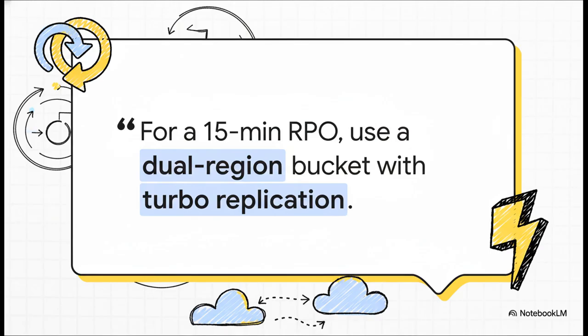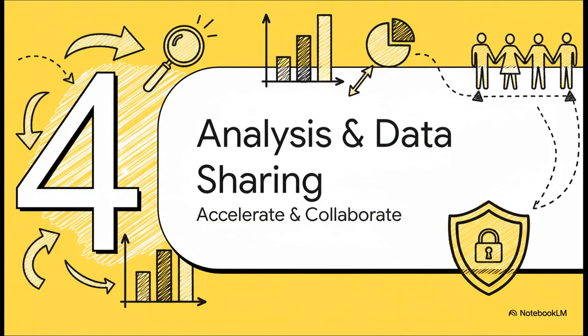Reliability is huge too. When it comes to disaster recovery, you need to have this pattern memorized. If you need regional resilience with a tight 15-minute recovery point objective, or RPO, the go-to pattern is a dual-region cloud storage bucket with turbo replication switched on. Lock that one in.